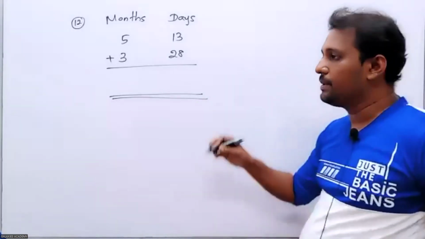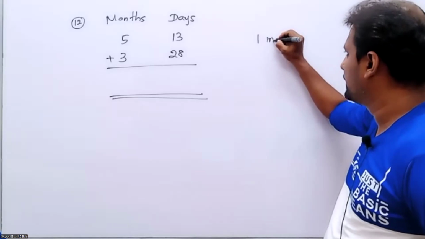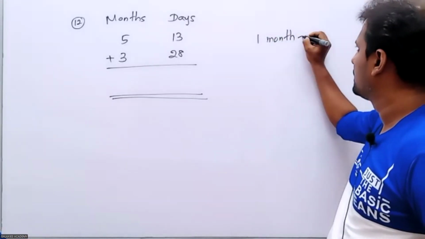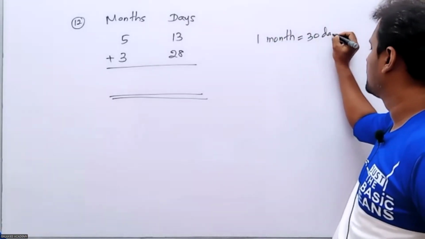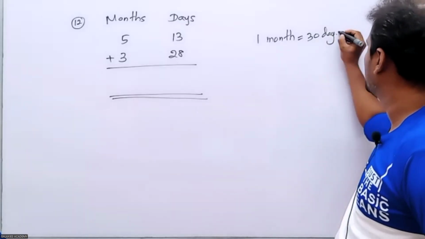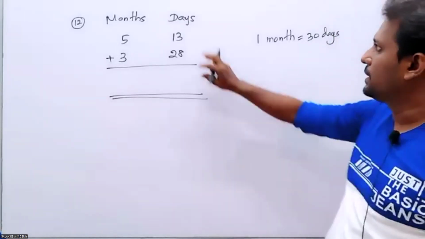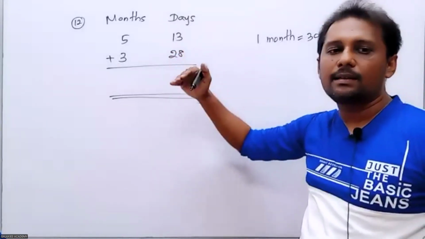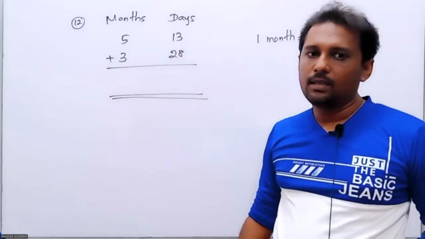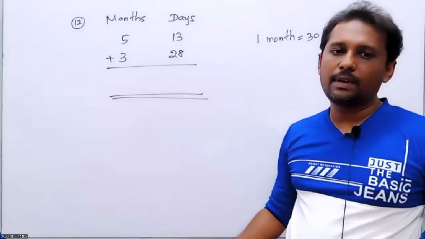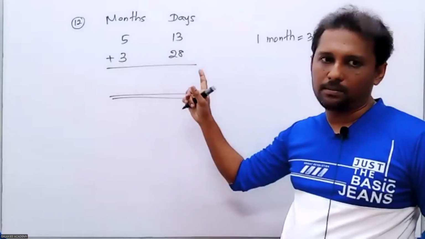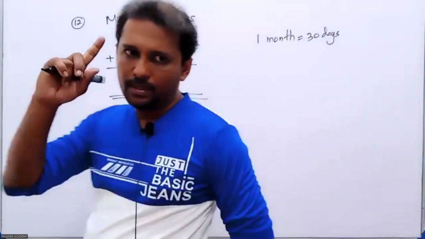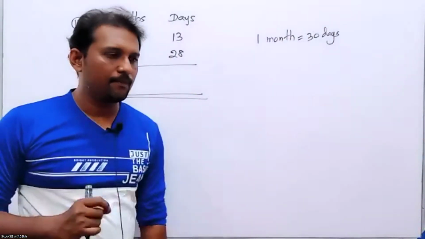What's the relationship? 1 month equals 30 days. So in the days column, you can write only values less than 30. 30 or greater than 30 values you can't write in the days column. Keep that in your mind.